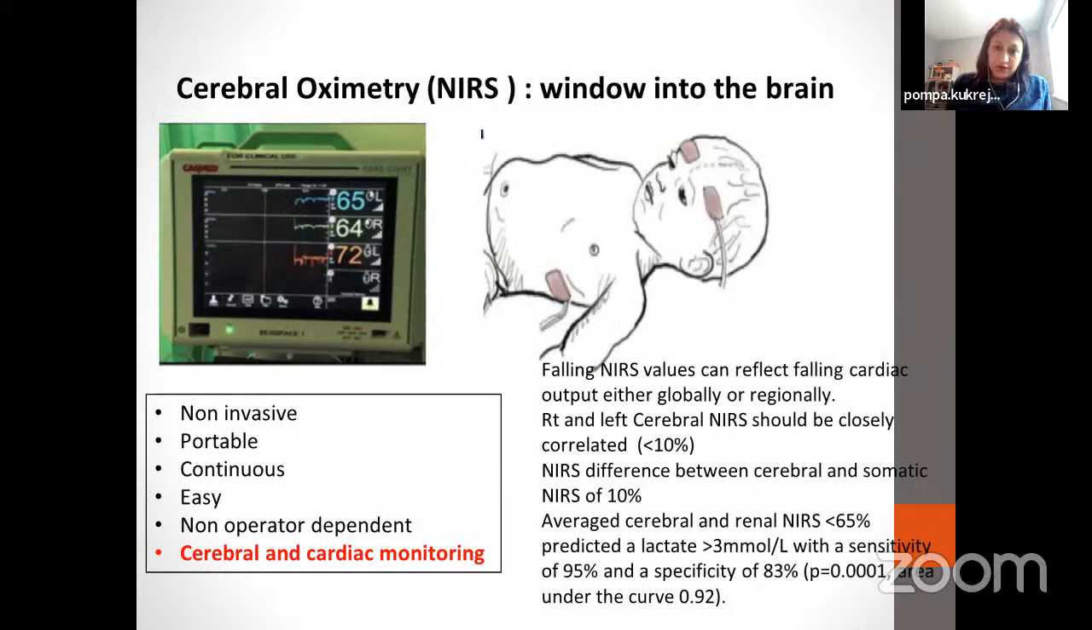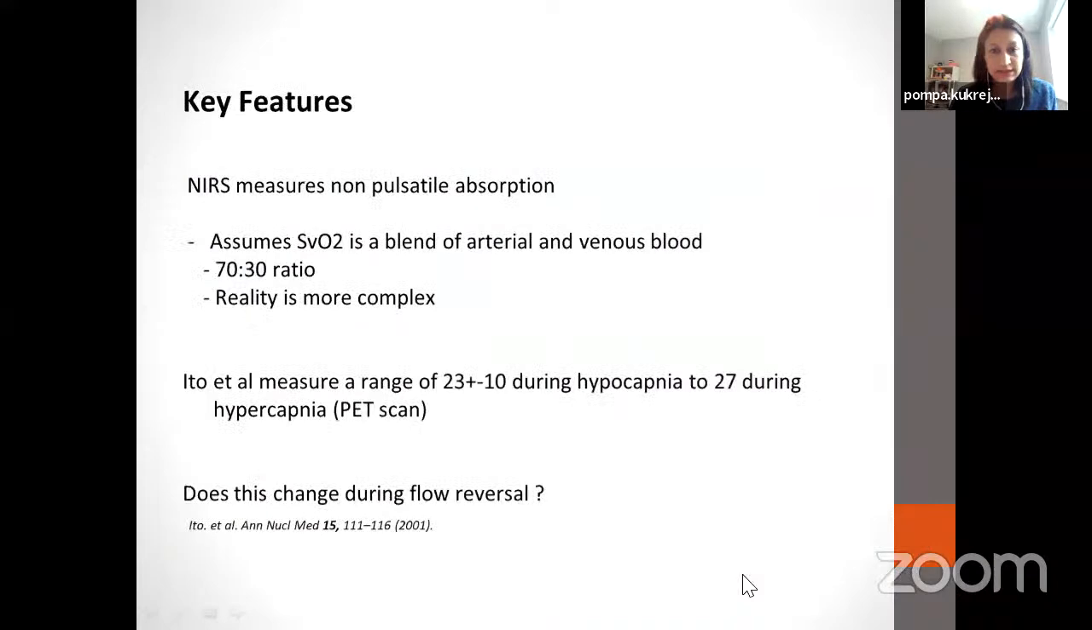Next comes NIRS monitoring. It is like a window to the brain. It's very useful, non-invasive, portable, continuous, and not operator dependent. And the beauty is that it gives you both cerebral and somatic monitoring. Normally a 10% difference between right and left cerebral NIRS is acceptable. Similarly, 10% between cerebral and somatic NIRS is acceptable. And it does show good correlation with your lactate values, and your area under the curve, as you can see, is 80% in one of the studies.